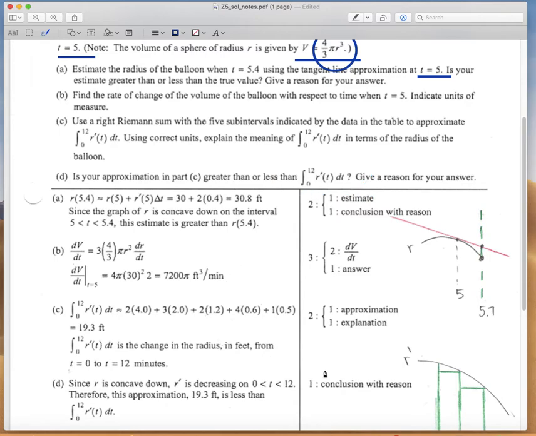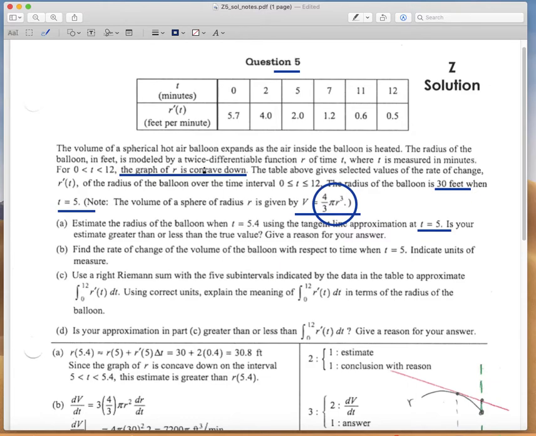And what do we know about r prime? We know r prime is decreasing. It's getting smaller. Is that right? And do they actually say it in here? Okay, so I'm not finding where they say that r prime is... Oh, r prime has to be decreasing. There it is, because r is concave down. That means r double prime is negative, so r prime is decreasing.